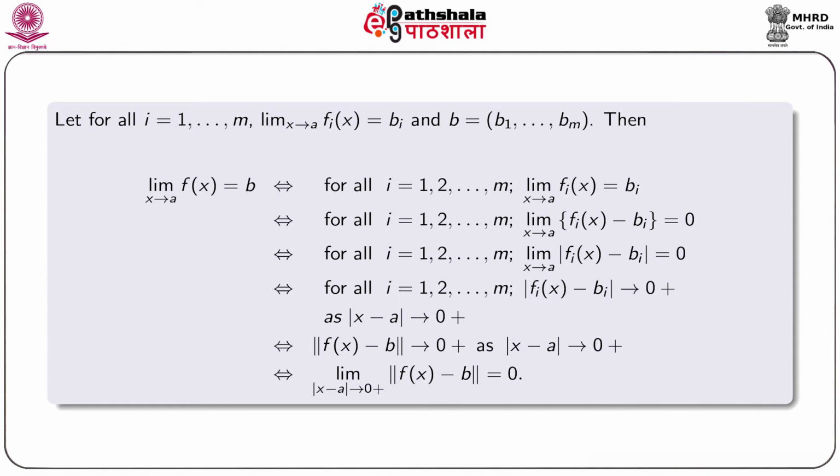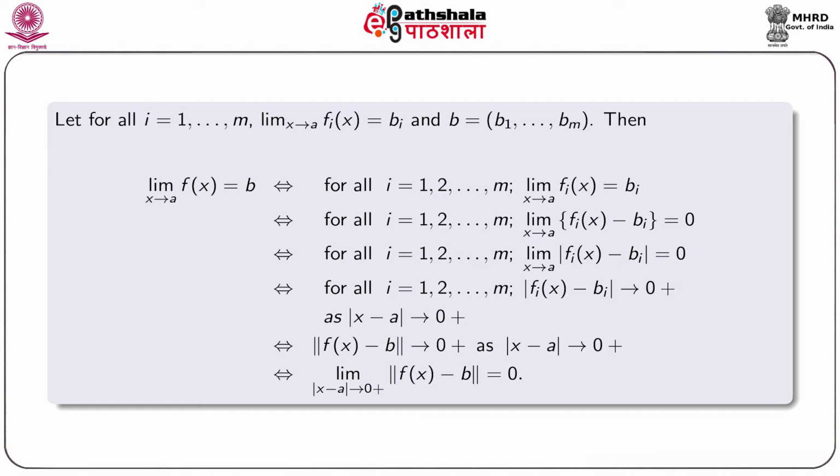Now, let the limit of fi(x) as x approaches A be bi, and b equal to (b1, b2, ..., bm). Then we can easily check from the definition that the limit of f(x) as x approaches A equals b if and only if for each i, the limit of fi(x) equals bi as x approaches A. Equivalently, for each i, the limit of fi(x) minus bi should be 0 as x approaches A. Equivalently, the limit as x approaches A of the modulus of fi(x) minus bi should be 0.